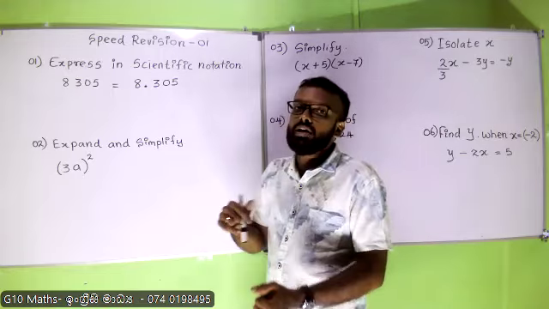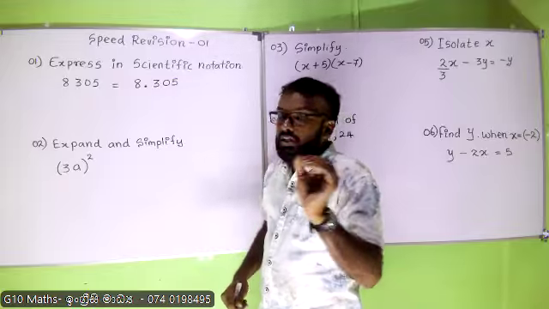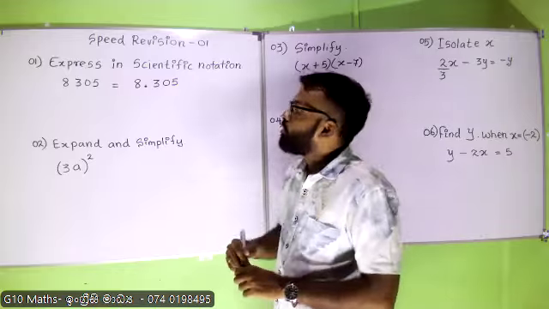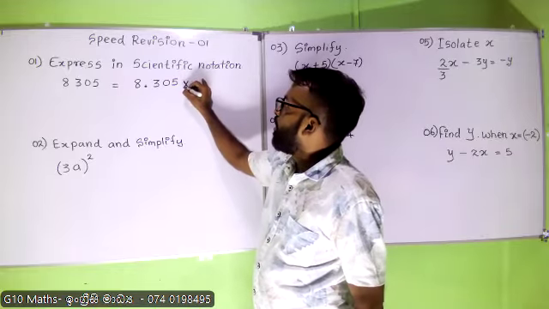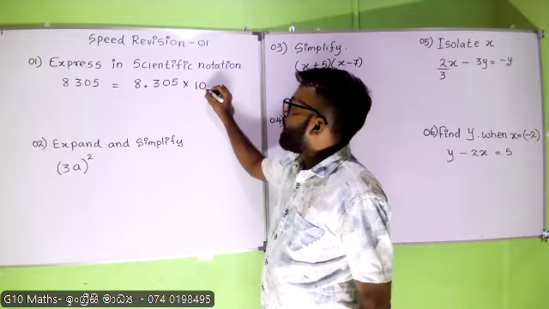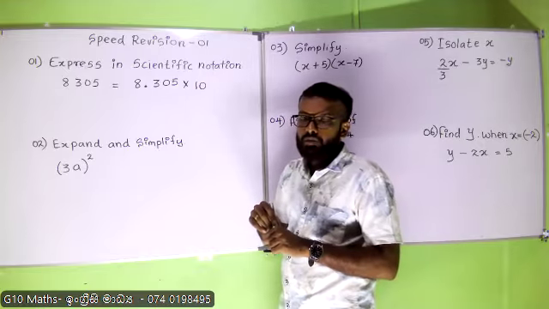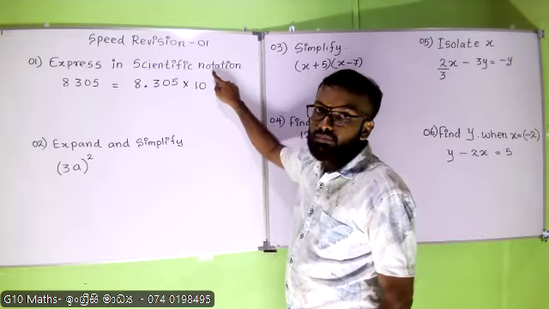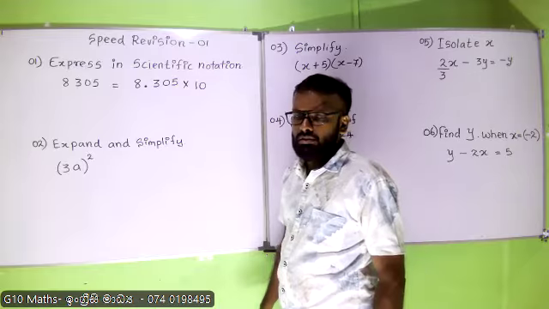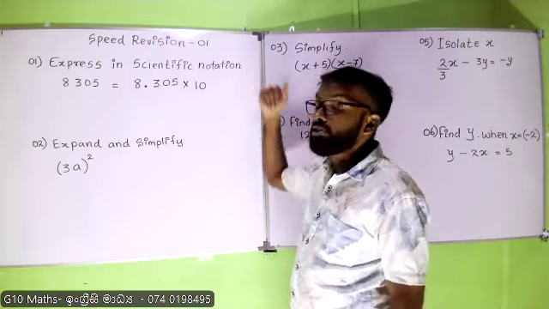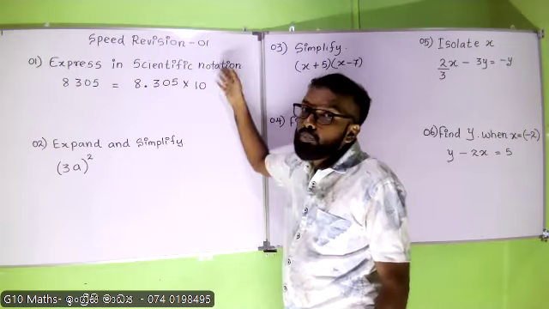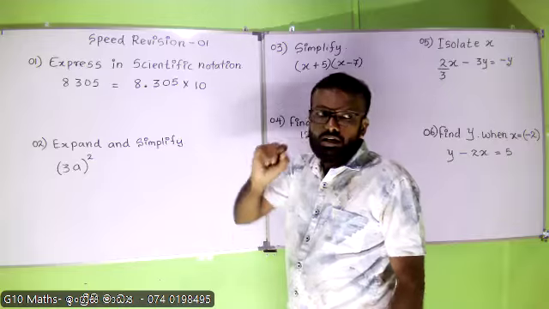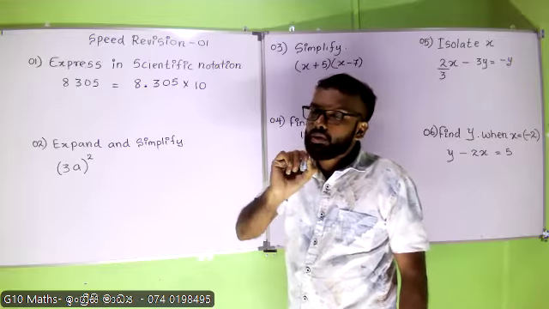But this is still not in scientific notation. If you are presenting this number in scientific notation, you need to multiply it by a power of 10, and you have to put an index here, called the power, 10 to the power something. How are we going to decide which number should be here? For that, there is another small thing that you need to remember.